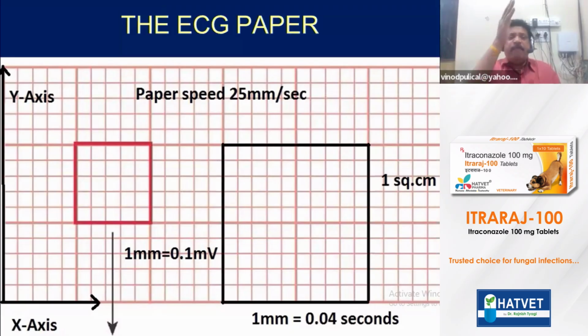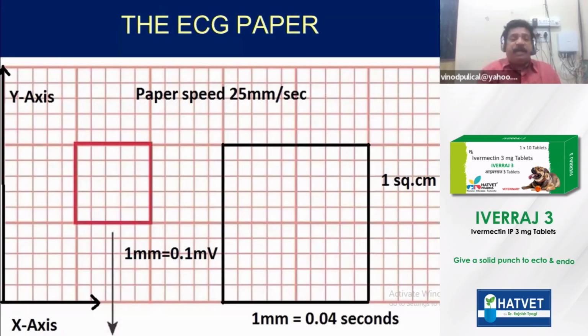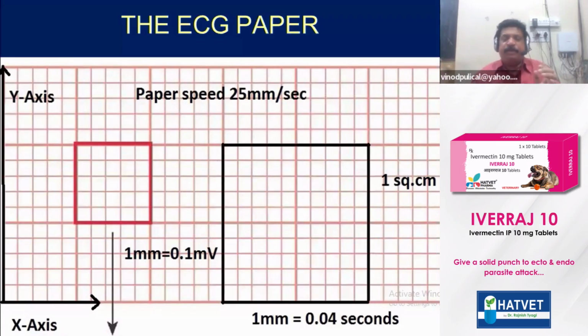In a graph paper, we have the y-axis as well as the x-axis. The x-axis is always horizontal and the y-axis is always vertical. And this paper is moving. You know the paper is moving, so the x-axis is always moving. There is no change in the y-axis. The x-axis is moving, and so this movement has a specific speed, the paper speed.